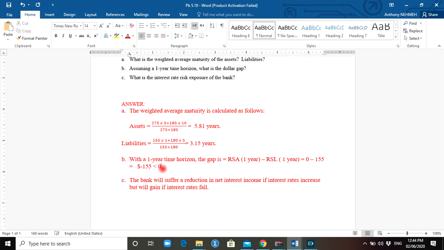We have a negative gap. Part C, what's the interest rate risk exposure of the bank? Regarding the risk, since the gap is negative, the bank will suffer a reduction in net interest income if interest rates increase. As you know, when the gap is negative, if the interest rate increases, the net interest income will decrease, and the bank will gain if interest rates fall. Thank you.